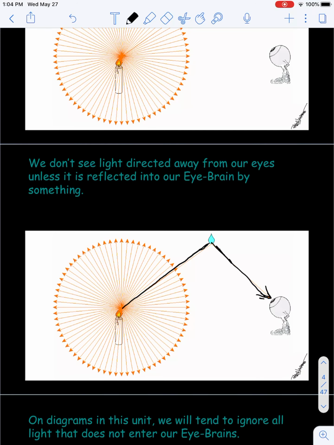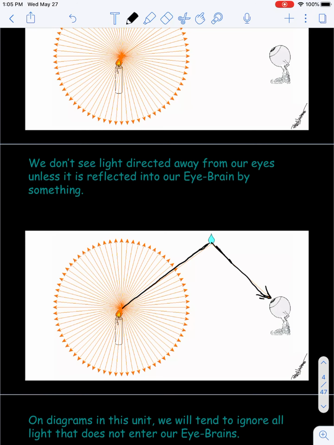So most of our vision actually occurs from light bouncing off of objects around us and into our eyes, which is why at night in the dark we can't see anything. We're still surrounded by the same objects, but there's no light bouncing off them and into our eyes.